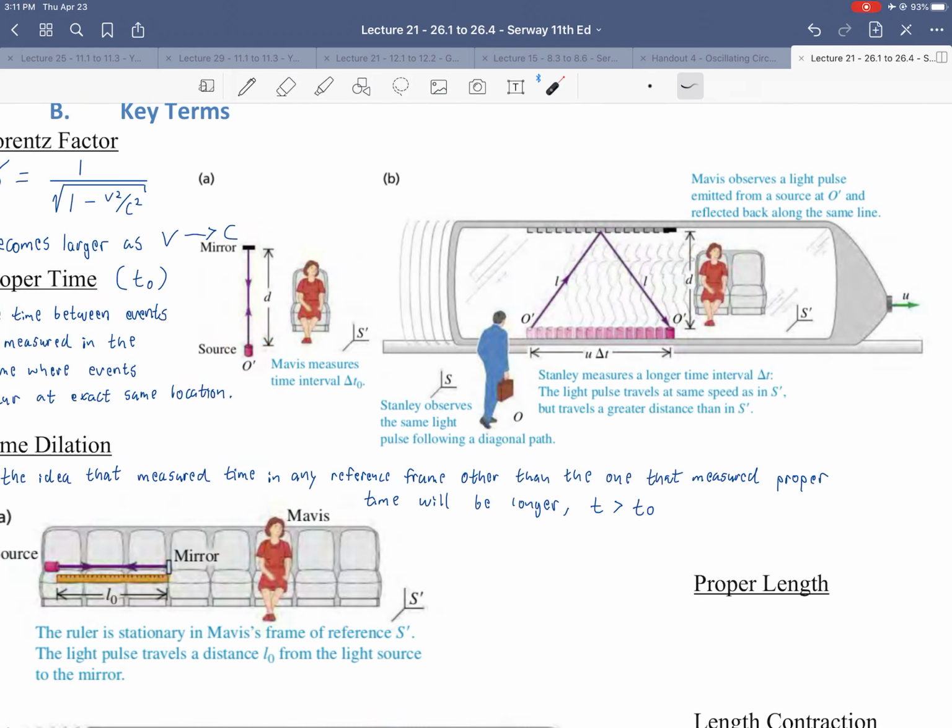Because this device and the two events that happen, sending the signal, receiving the reflected signal back, they occur at the exact same location relative to Mavis. So she measures the proper time. So the two events occur at the same location in her reference frame. Meanwhile, Stanley observes the same light pulse following a diagonal path. Of course, right? Because what's happening now is that this thought experiment train is moving at high speed to the right at some velocity u.